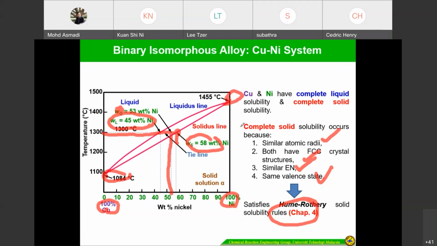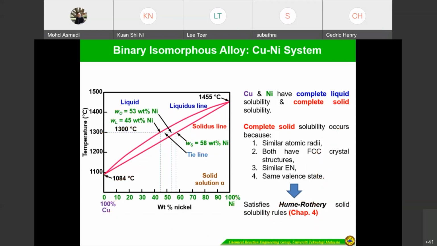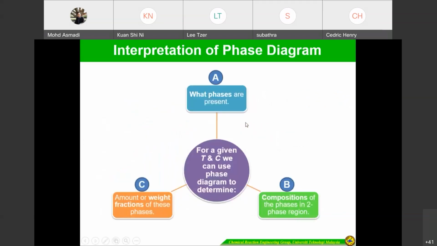Okay, this is a general diagram for copper and nickel. What we can determine from the binary isomorphous alloy copper-nickel system? Of course we know the phase, the amount or weight fraction, and also the composition in each phase region. Our goal is to find the composition and the fraction of copper and nickel for each phase, so we have to know that.